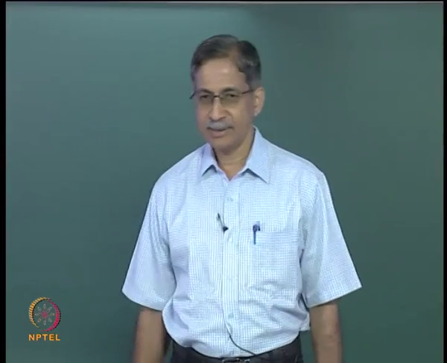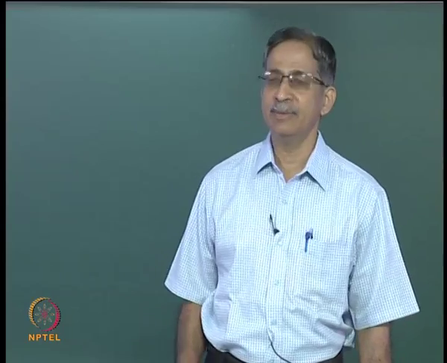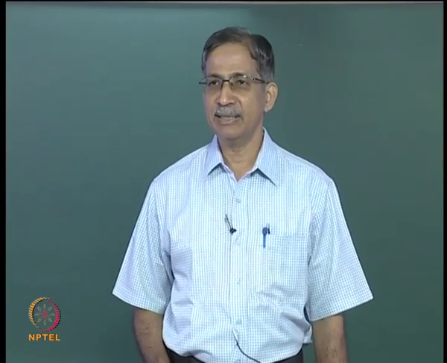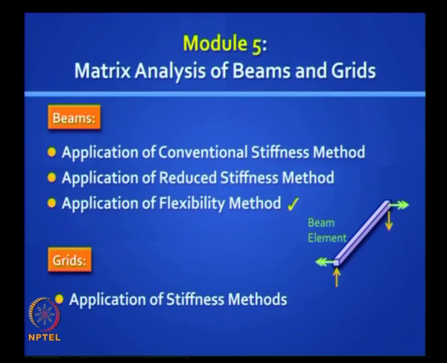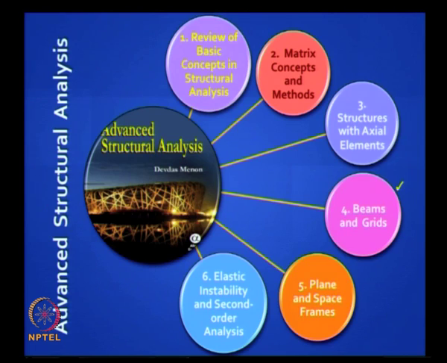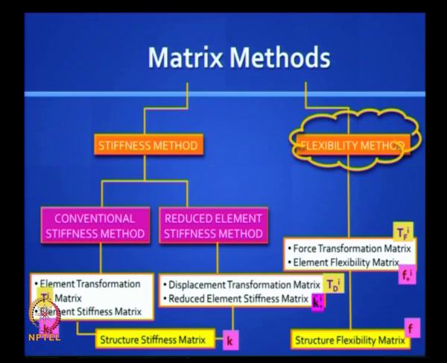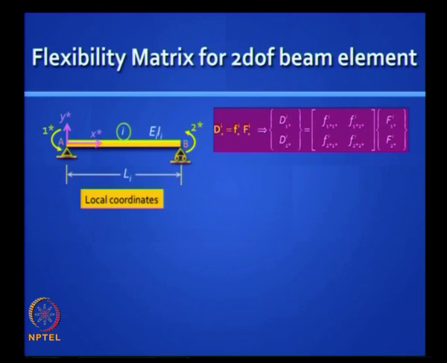Good morning, this is lecture 31, module 5, matrix analysis of beams and grids. If you recall, we had finished the reduced element stiffness method in the last session, and today we will look at the application of flexibility method to solving beams. This is covered in the chapter on beams and grids in the book on advanced structural analysis. Of the three methods, now we look at the last one, the flexibility method, which you are already familiar with.